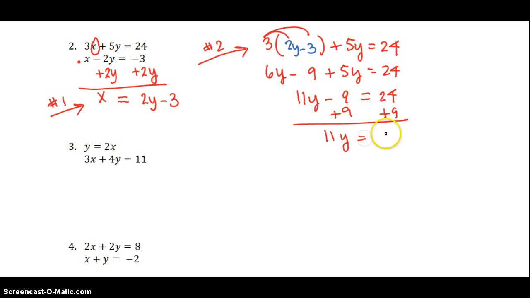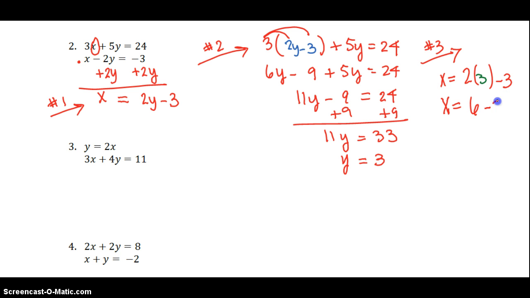11y equals 33. Divide by 11 and y equals 3. So step number 3, I'm going to take y equals 3 and plug it into this new equation for x. X equals 2 times, and my new y is 3, minus 3. So x equals 6 minus 3.